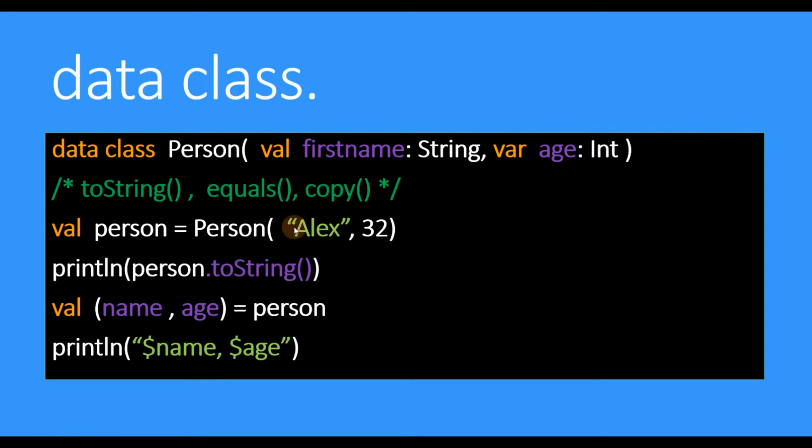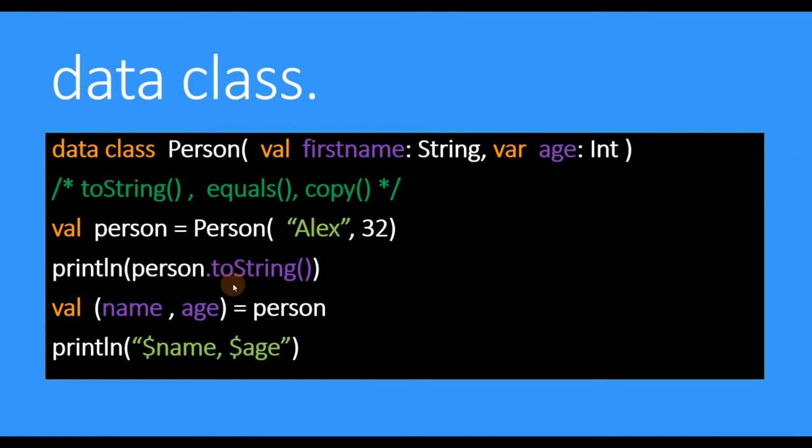And here, as you see, we have a data class, and then we are initializing it with these values, Alex, and then a number 32. And then we have here an instance of this class. It's an object. Then we can actually print it. And as I told you, it has a set of functions like toString, equals, copy, hashCode and so on.